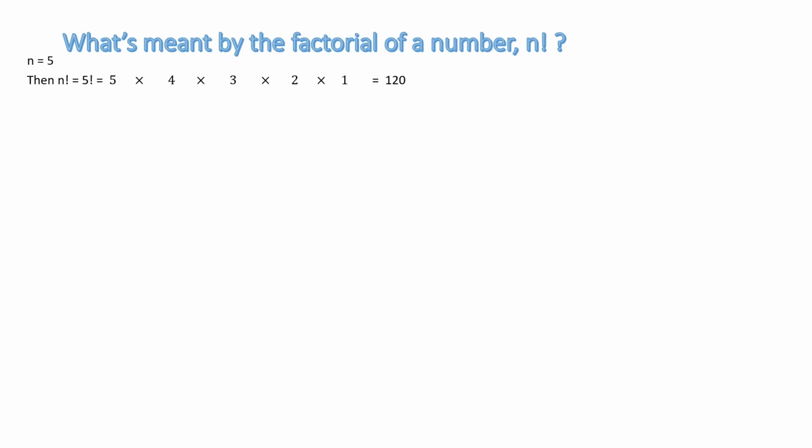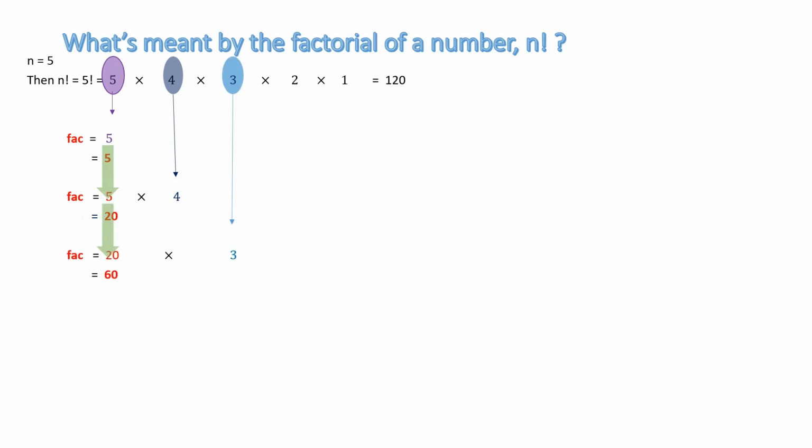So what happens is we drop down 5 and we make the current value of the factorial 5 for now. We drop the 5 and the 4 and we multiply them, and the factorial now becomes 20. And we repeat the process. For 3 we get 60. Then with 2 we get 120, and with 1 we get 120 again.